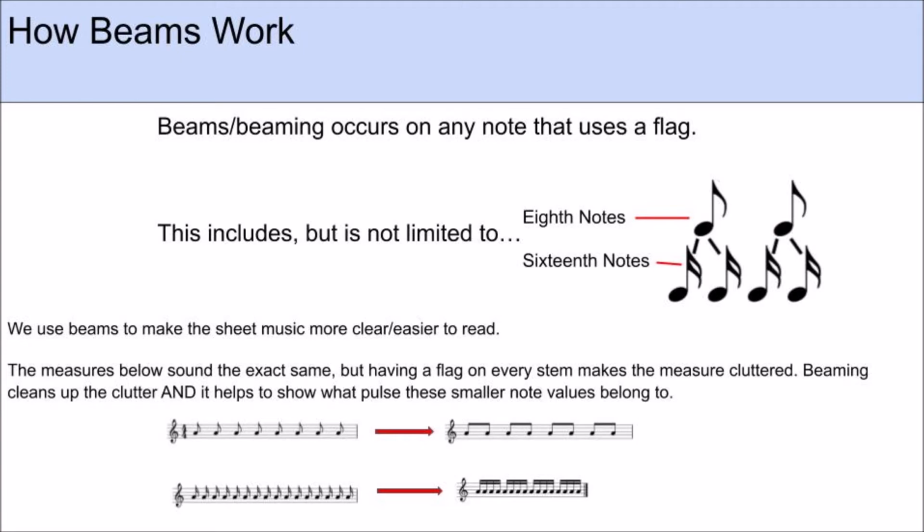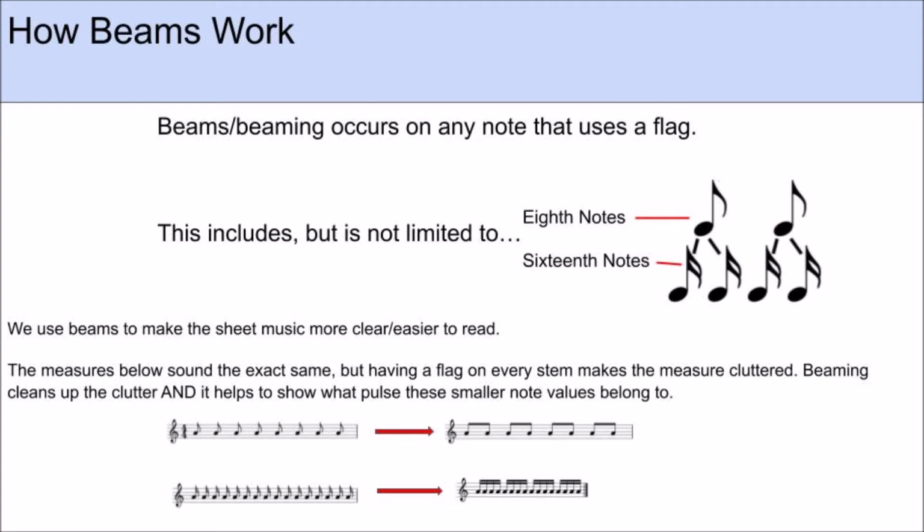There are a couple reasons for using beaming. One great reason is that it cleans up the sheet music. It makes it clearer and easier to read. Pictured at the bottom of this slide, I have two examples. The measures sound the exact same. They are the same rhythms. The top two are both full of eighth notes, but the one on the right is beamed and the one on the left is not. Having a flag on every single note clutters up the measure.